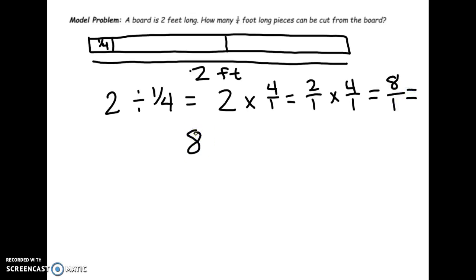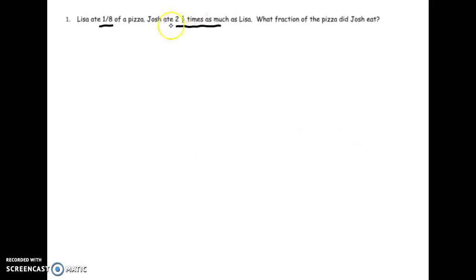So when I take this board and cut it into 1/4 foot long pieces, each foot is divided into 4 pieces. So at the end of both feet, you end up with 8 pieces of wood. Okay, guys, go ahead and hit pause, and when you're finished, hit play again, and we'll go over your work.